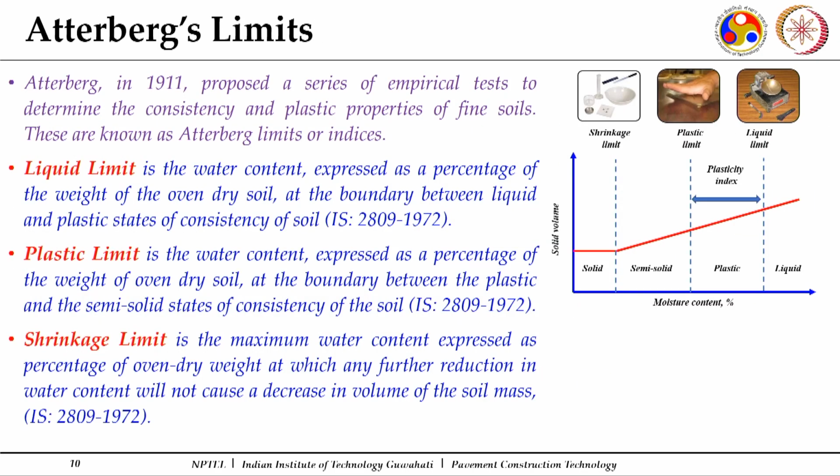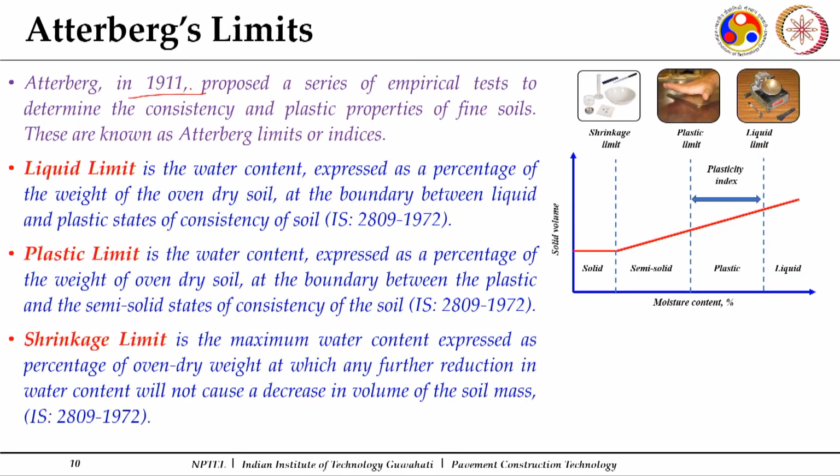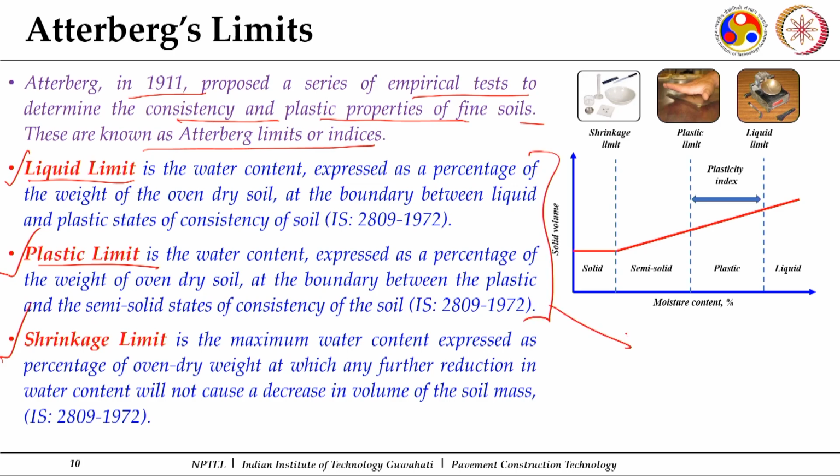Now, the other important aspect comes in terms of the Atterberg limits. Under these Atterberg limits, we want to determine especially the nature of the soil, how it behaves in the presence of water. Atterberg in 1911 proposed a series of empirical tests to determine the consistency and plastic properties of especially fine soils. Three important things we require here are: one is liquid limit, second is plastic limit, and on the basis of these two we get the plasticity index. Another limit which can be extracted is the shrinkage limit.